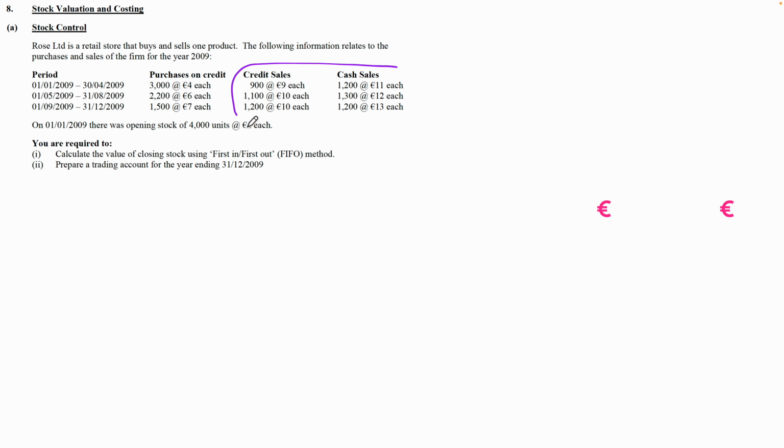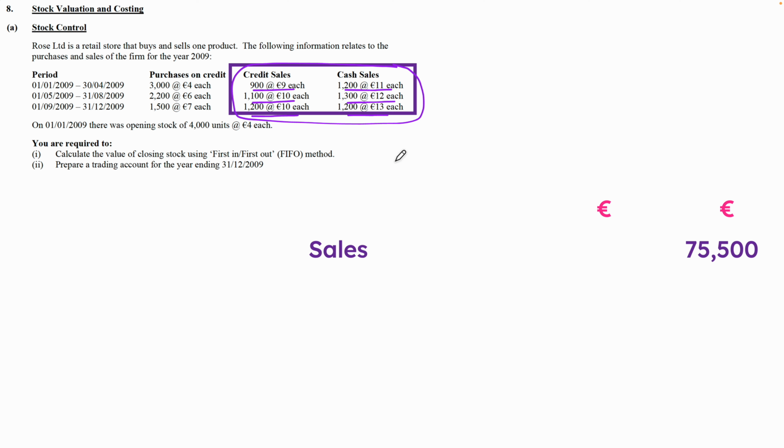What you need to do is look at your sales. You need to multiply 900 by 9 and then add that to 1,100 by 10, add that to 1,200 by 10, add that to 1,200 by 11, add that to 1,300 by 12, add that to 1,200 multiplied by 13, and you are getting sales of €75,500. You're going to start your less cost of sales then.